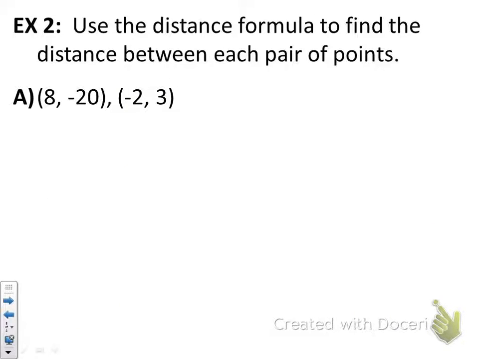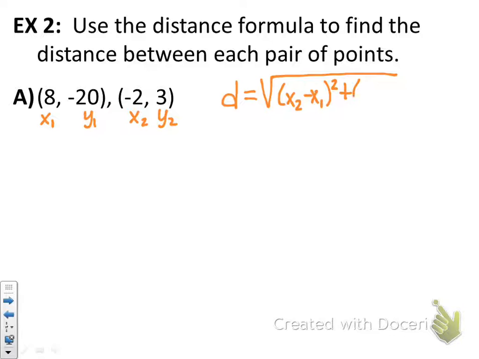Okay, so this next example, it's asking us to use the distance formula, so we're going to go ahead and show that. And let's start by labeling our points, x1, y1, x2, y2. And then remember the distance formula is the square root of quantity x2 minus x1 squared plus quantity y2 minus y1 squared. Plug in your values.